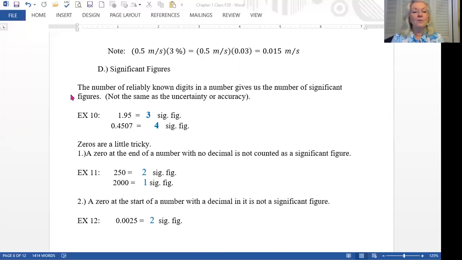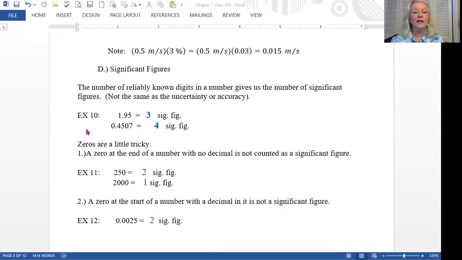The number 0.4507. We don't count the leading 0. We always start with the first non-zero number. So here's the 4. So we've got the 4 and the 5. The 0 is followed by a non-zero number, so the 0 counts. So the 4, the 5, the 0, and the 7, we have 4 significant figures.